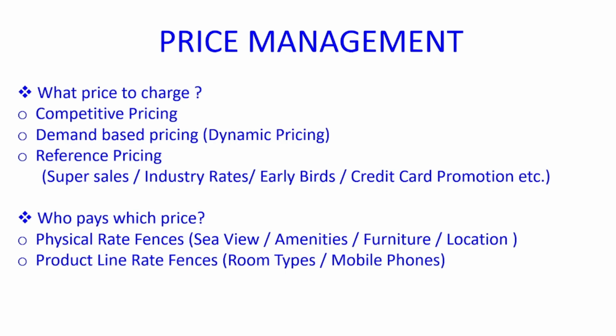Product line, or rate fan. Product line means we line up the products like A, B, C, D, E, and F, and we charge different prices. A typical example of product line rate fan is the mobile phone. Every 3 months, every 6 months, we have a different version of the same mobile phone. Example like iPhone 7, iPhone 8, iPhone 9, iPhone 10, iPhone 11, and now iPhone 12.